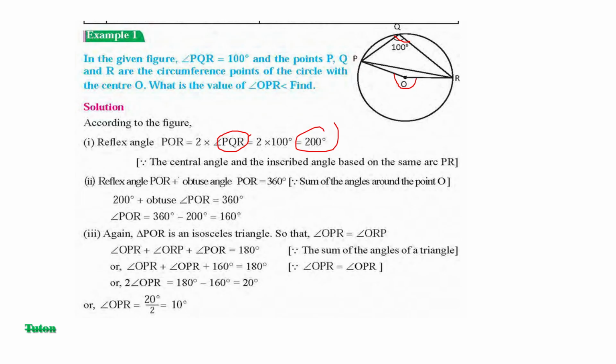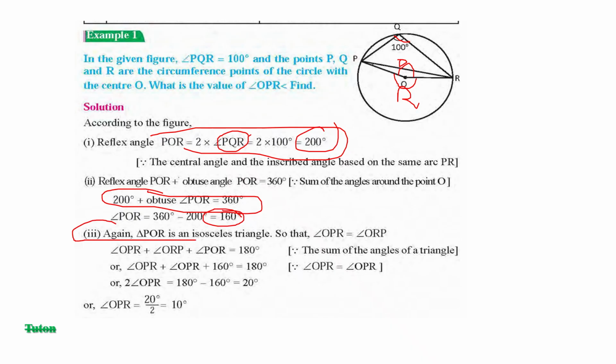Now, as we know, the reflex angle POR and the obtuse angle POR together equal 360 degrees, which forms a complete circle, as suggested by step 2 here. We have got reflex angle POR as 200 degrees. Putting in this value, we obtain the obtuse angle POR as 160 degrees. Now moving on to our third and last step, we can get the value of OPR.